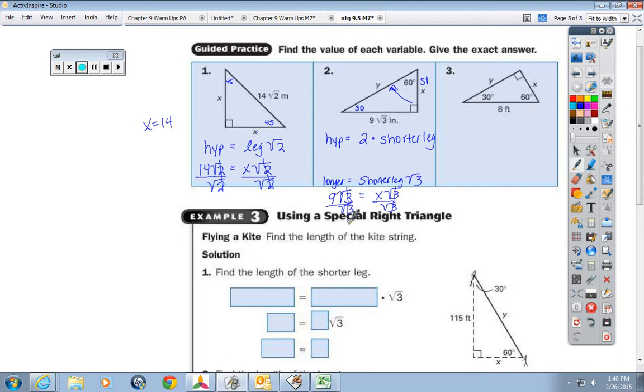9. Did I need my calculator? Oh, it actually kind of does work on the calculator, right, but you don't have to. You don't have to use it there. Now, can I go back and solve for the hypotenuse?